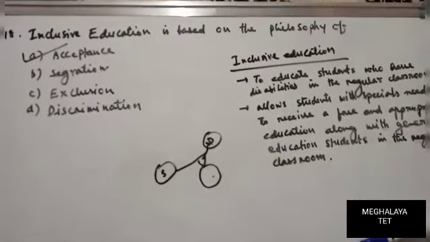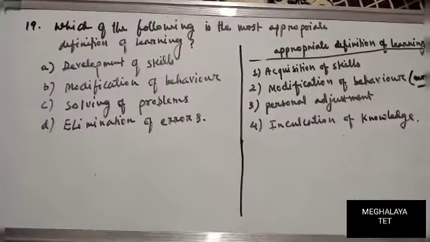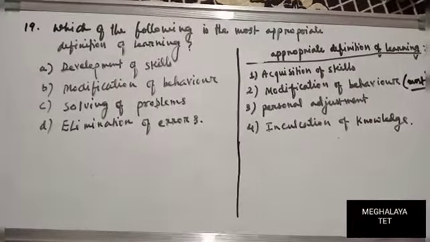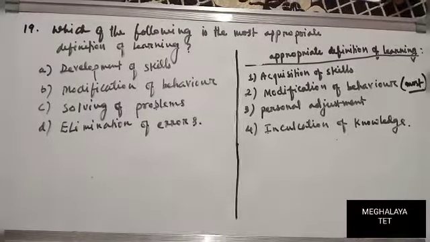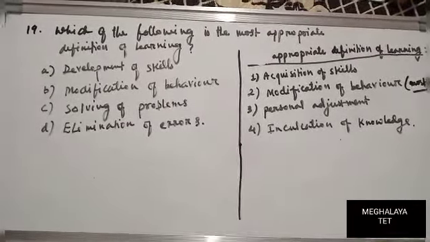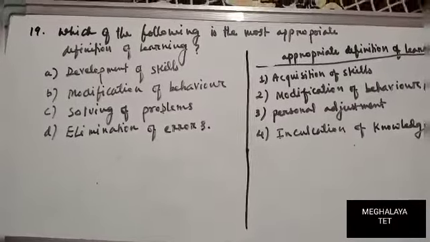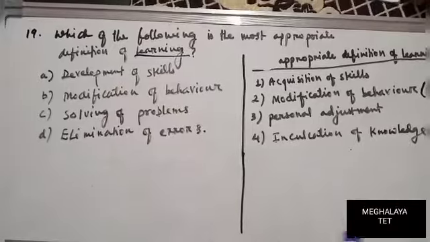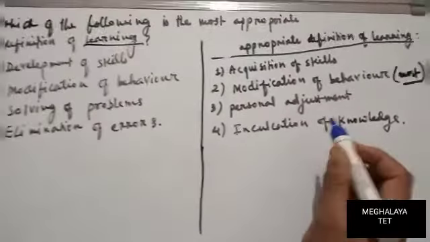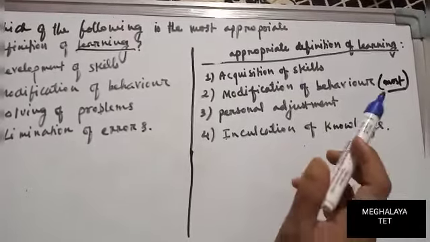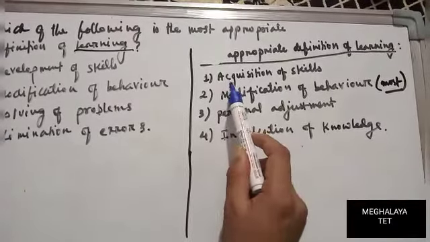Next question, question number 19. What have they given in question number 19? Which of the following is the most appropriate definition of learning? If we talk about learning, what is learning? For the most appropriate definition or meaning of learning, we will find these four options.